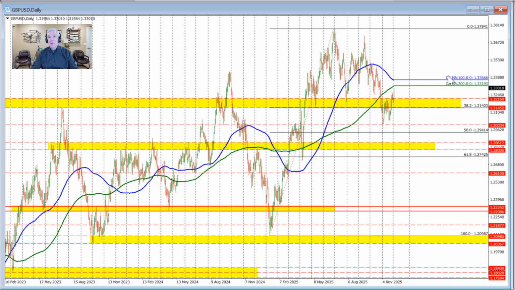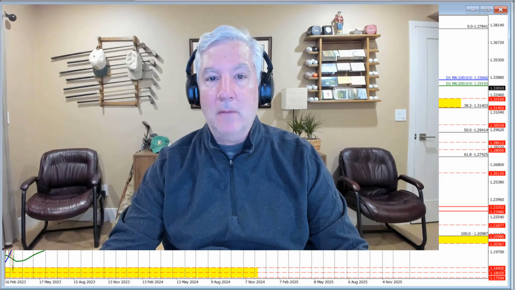And then right above that level, within 40, 50 pips of it, is the 100-day moving average of 1.33666. All these levels would be important to get to and through if the buyers would take more control. So there you have a look at three major currency pairs to kickstart your trading day.